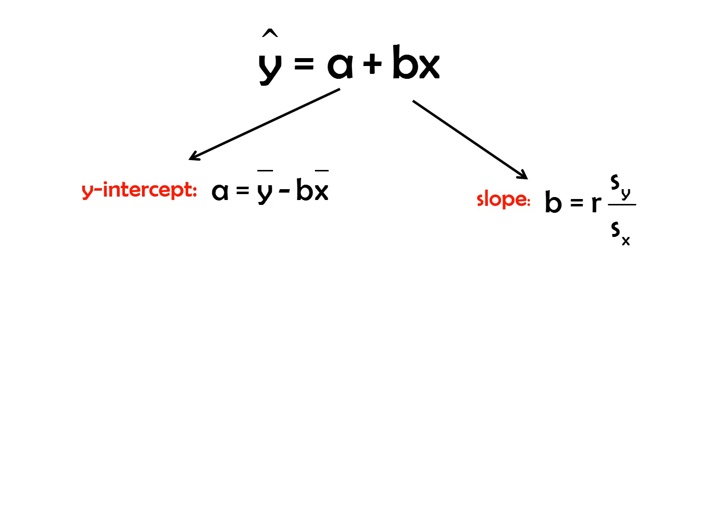So let's start with slope. The slope is the correlation coefficient r times the standard deviation of y divided by the standard deviation of x. The y-intercept is found by taking the slope times the average of all of the x values and then subtracting that from the mean of all the y values.